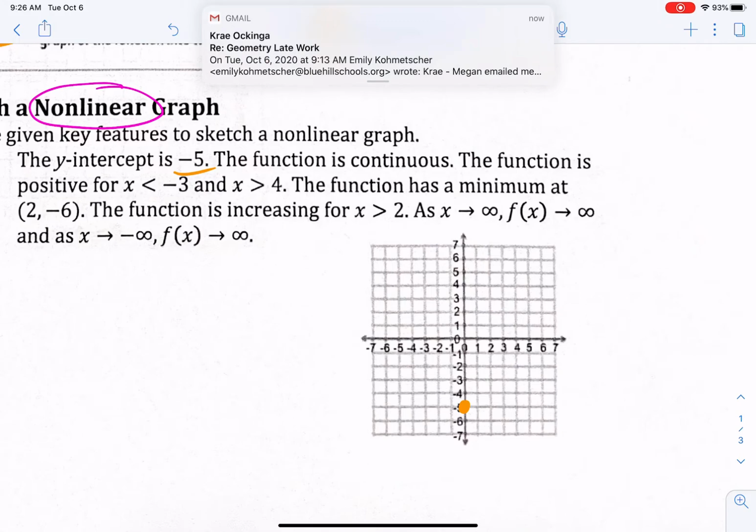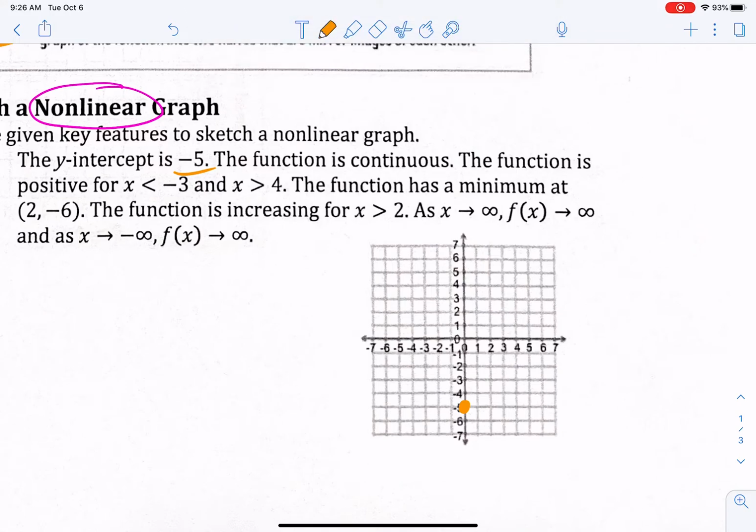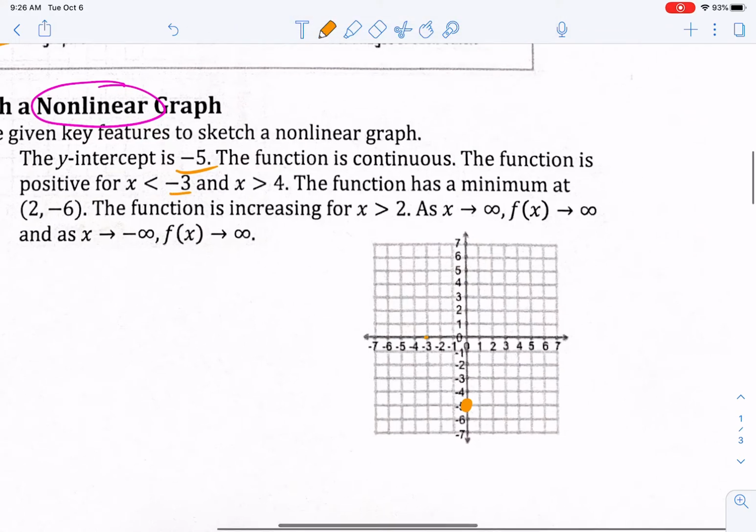The function is positive when x is less than -3. Okay, so we're going to go to -3, and I'm going to put a dot on -3. When x is less than that, so when x is on the left side of -3, it's above the x-axis. So we've got something going on like that, okay? It's going to start here, and when it's on the left side, it's going to go up that way. All right, I'm going to erase that. We're just going to keep that in mind. And when x is greater than 4, it's also above. So everything to the right of 4 is going to be above the x-axis as well, okay?